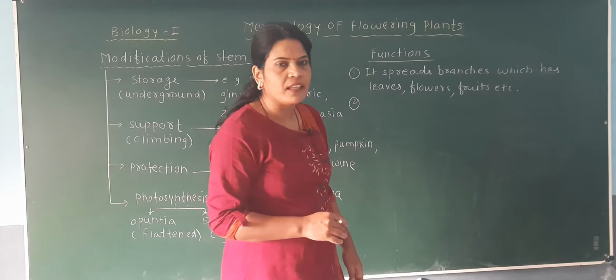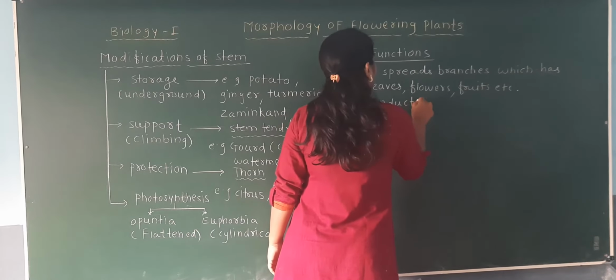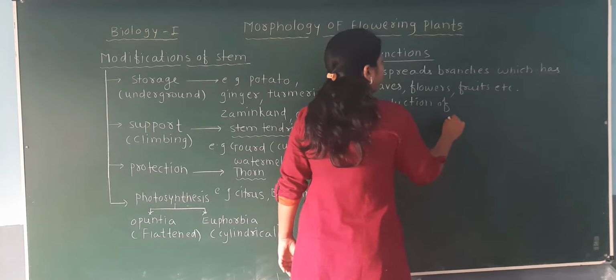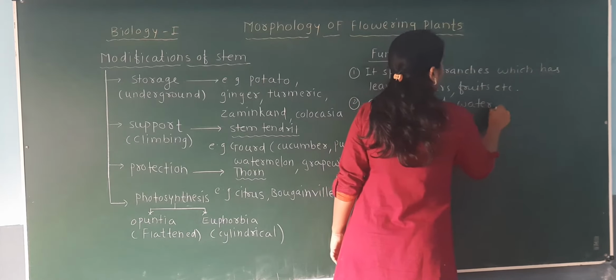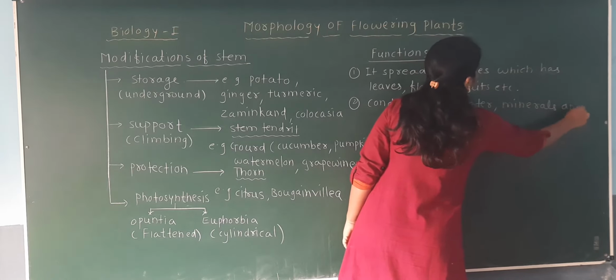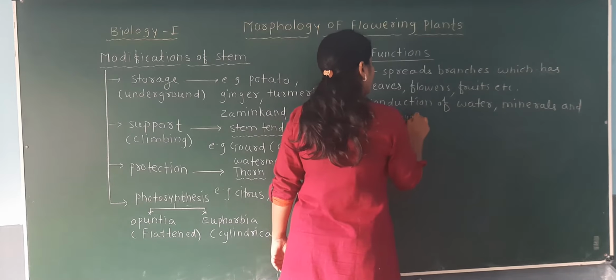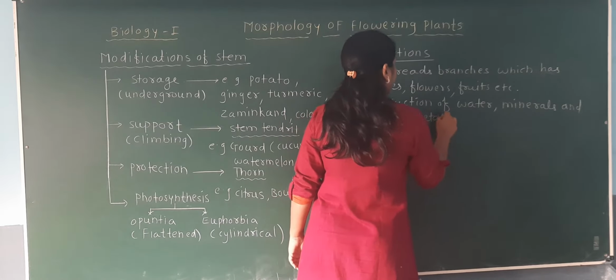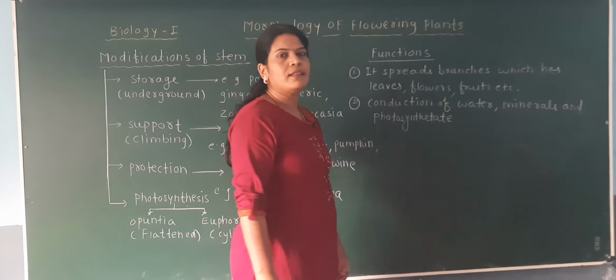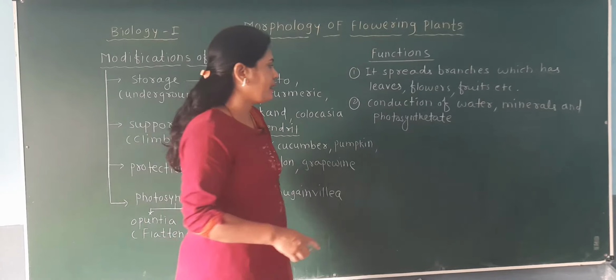Photosynthesis means in the process of photosynthesis the plant prepares glucose, and that glucose is called the photosynthetic. So glucose, which is the product of photosynthesis, water and minerals are conducted to the upper part of the plant by the stem itself. So the second function is conduction of water, minerals and photosynthetic. Photosynthetic means the product, glucose, prepared in the process of photosynthesis.